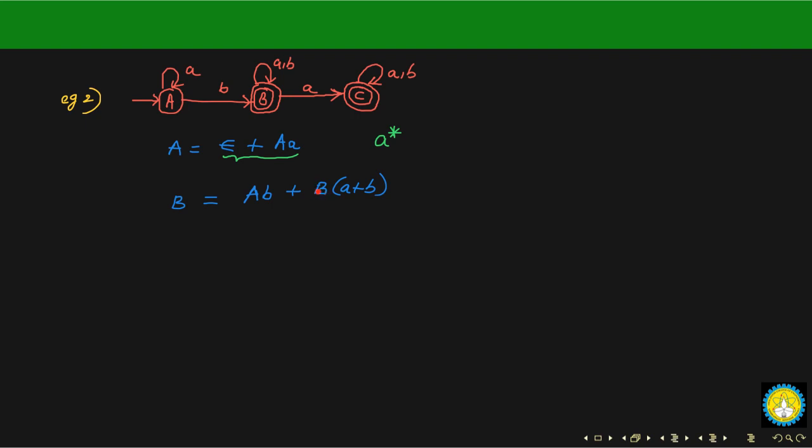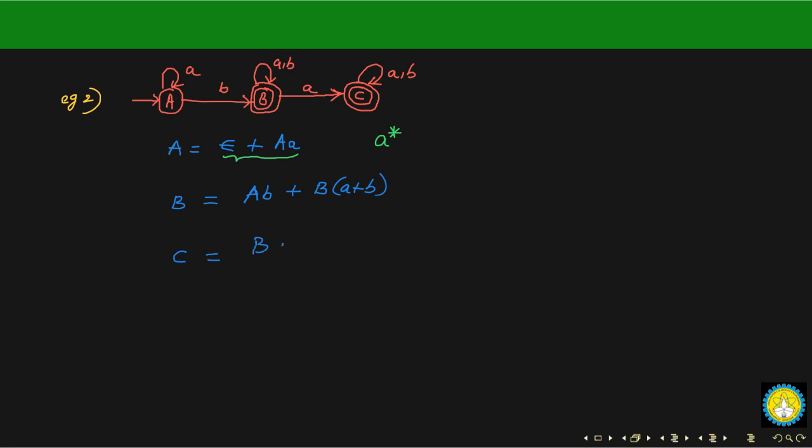These are the only possibilities of reaching the state B. Now we can actually write the expression for the state C also. If you look at the paths, if you get a symbol A from the state B, you can reach C. That's one way. So let me write that first.